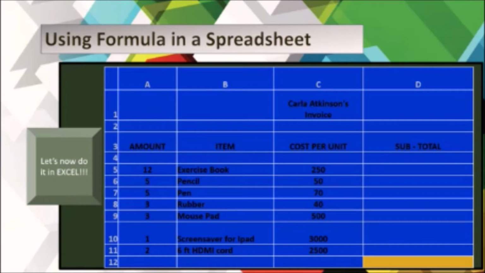Now, Carla went to a supermarket or a corner shop or, wherever she went, and she bought some stuff: exercise books, pencils, pens, rubbers, mouse pad, and the list goes on. Now, Carla needs to know what the subtotal for each item is firstly, and eventually what is the grand total for her entire invoice. How much money will she need to pay?